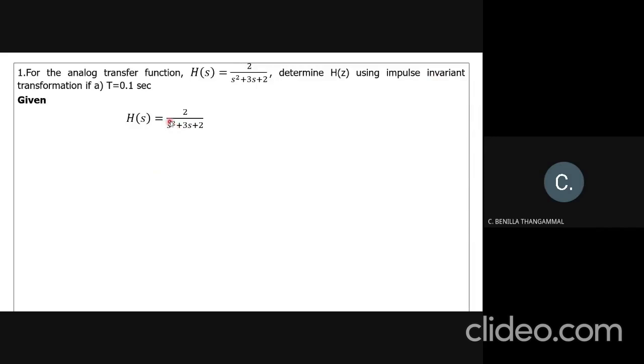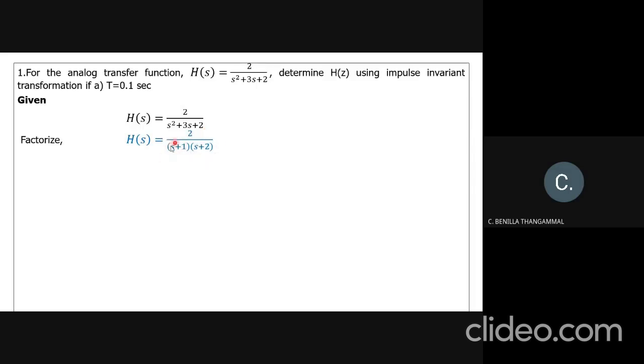Here this can be written as a s square plus b s plus c. If you press 1 and equal to, next it will display B equal to what? Now press 3, then equal to. Now if you check, you'll get C equal to what? Now press 2. If you press equal to, you'll get x1 equal to the value 1, and if you press equal to again, x2 equals minus 2. So you can factorize your H of s as 2 divided by (s plus 1) into (s plus 2).